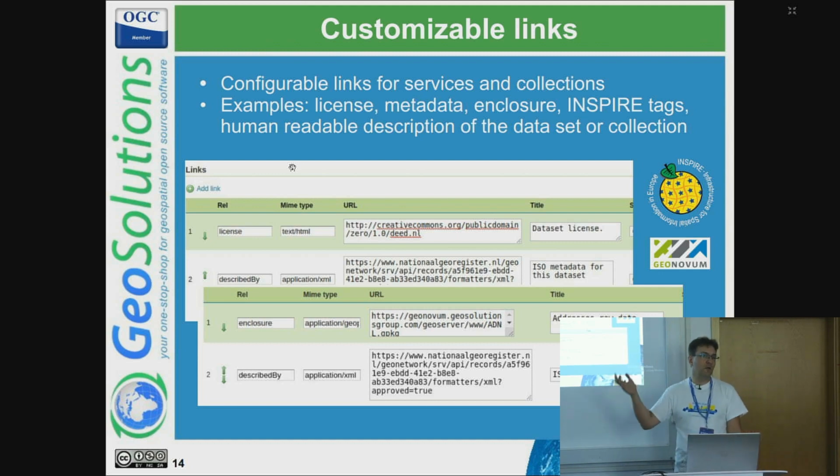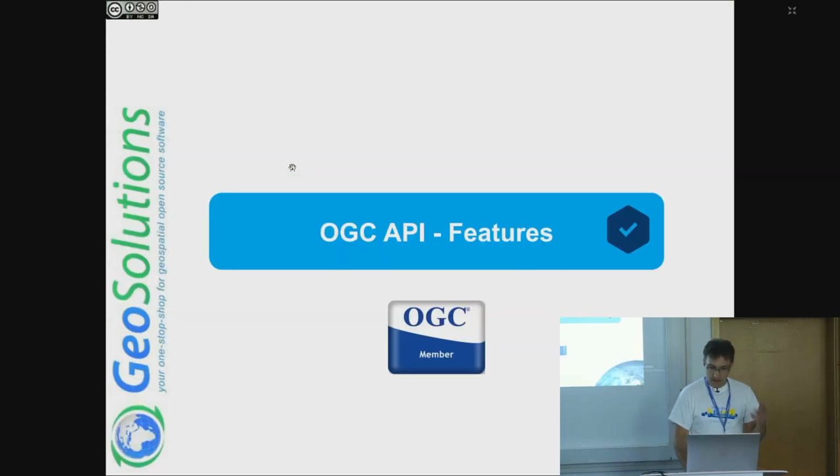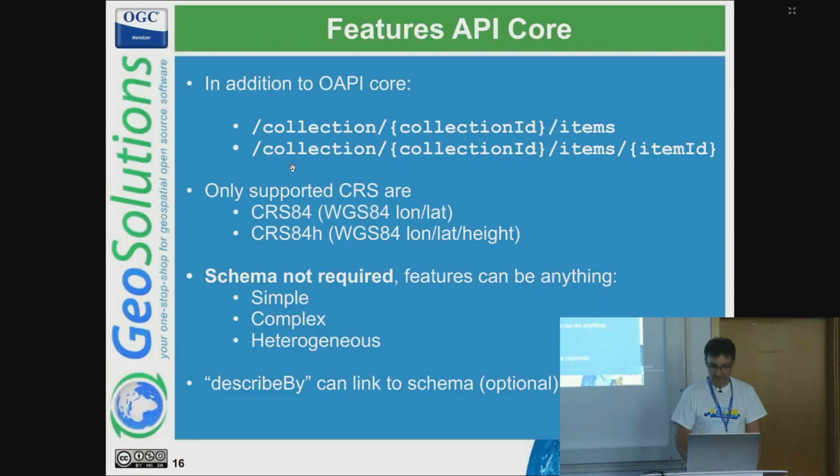We made it configurable because we didn't want to have a rigid INSPIRE implementation and then do another for another standard and so on. You just go and implement whatever link you want to abide by whatever standard you need to. Okay, let's have a look at the first service, OGC API Features.